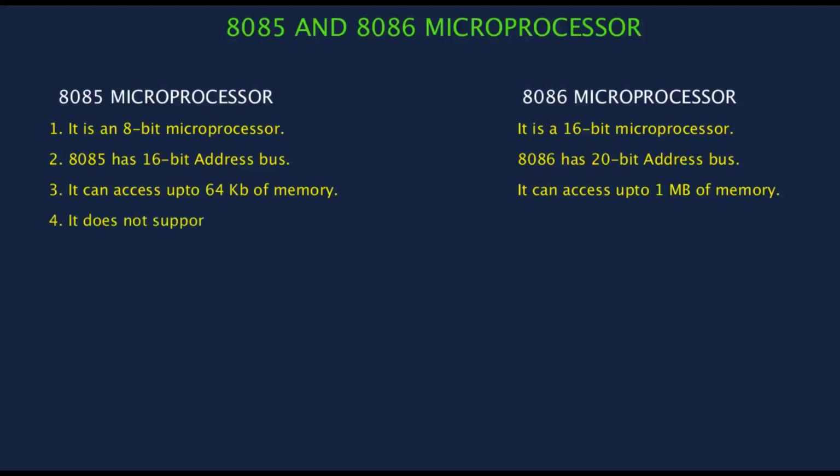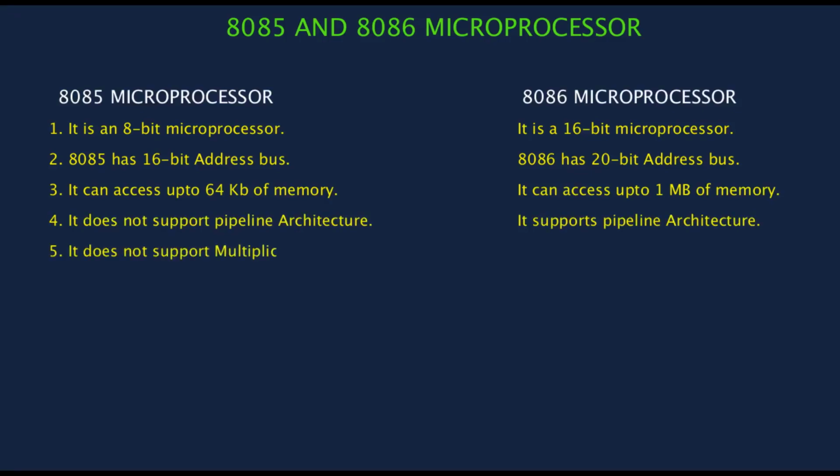8085 does not support pipeline architecture, while 8086 supports pipeline architecture. 8085 does not support multiplication and division, while 8086 supports multiplication and division.